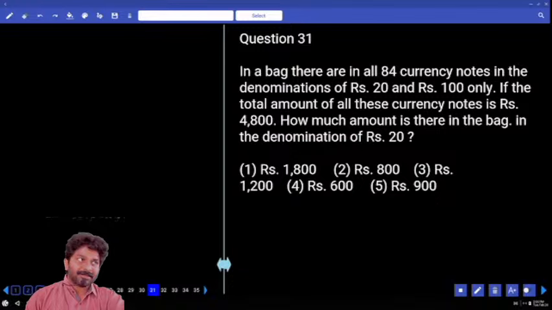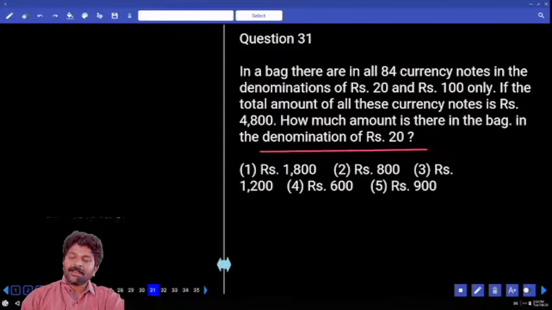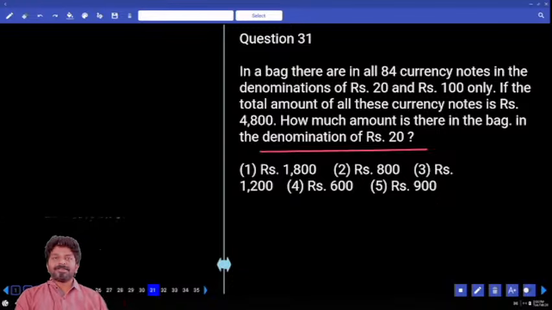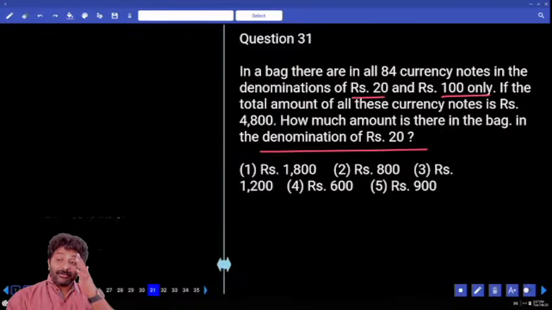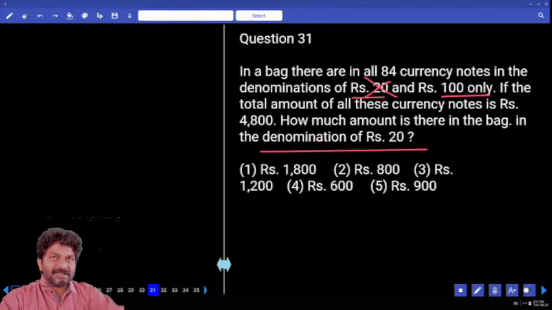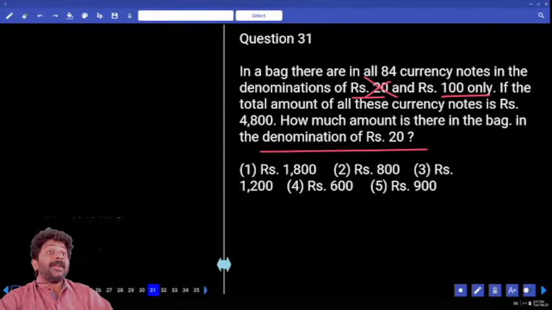If you use the reverse method, we want to calculate the amount which is in the denomination of 20. The reverse method says whatever we want to calculate, treat that as not there. So we have only two denominations, 20 and 100. We want to count the 20 rupee ones, so let us assume 20 rupee notes are not there. That means all are 100 only. If you have 84 hundred rupee notes, how much should be the amount?